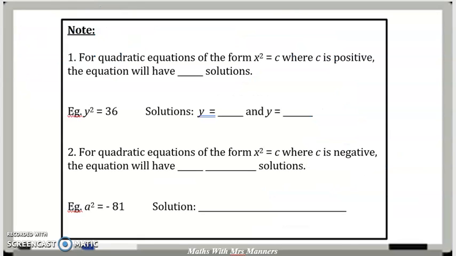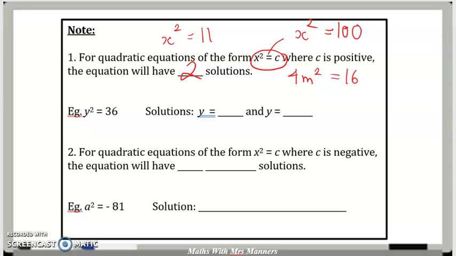So what should you know? For quadratic equations of this form, and this is the form that you're most likely to see in year 8, for example, x squared equals 100, or x squared equals 11, or maybe something more complex like 4m squared equals 16, these equations will have 2 solutions. So for example, if I have y squared equals 36, the number I square to get 36 is 6 or minus 6. And the biggest error students make is to forget about the minus 6.